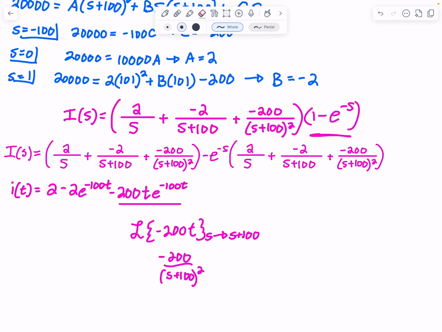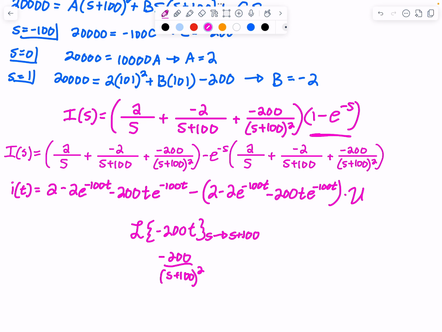Now, what's great is we get that same exact thing. So I'm going to do a minus, and then I'm just going to put that same thing in here. I don't know why it's not letting me copy. Oh, well, I'll write it again. Okay, I got 2 minus 2 e to the negative 100 t minus 200 t e to the negative 100 t. And then I just times the whole thing by the unit step function u of t minus 1. That's what this produced. Okay, and there is our solution.